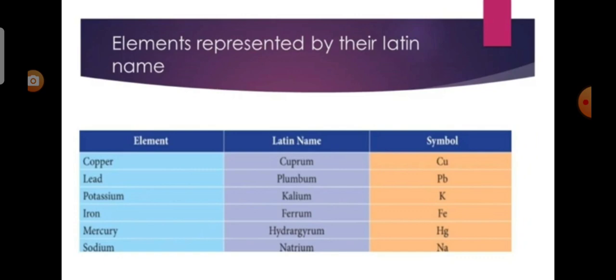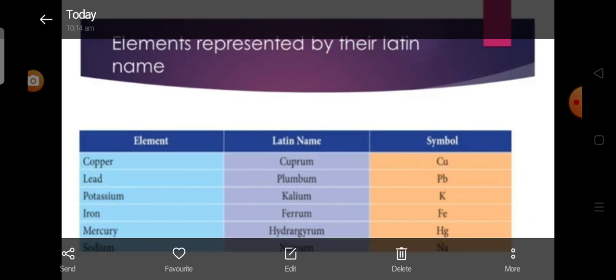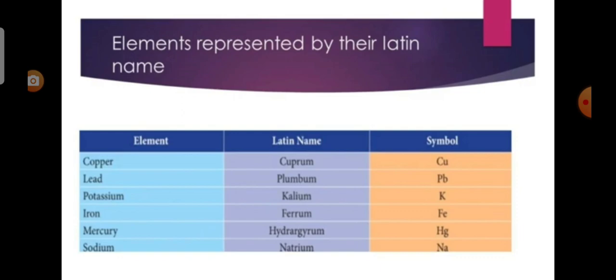The symbol for mercury Hg is from the Latin name hydrargyrum. The symbol for sodium Na is from the Latin name natrium.